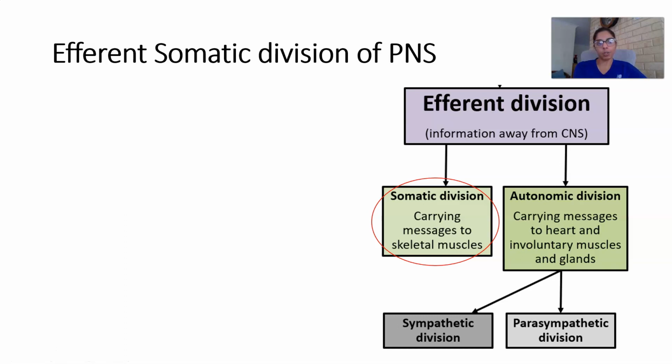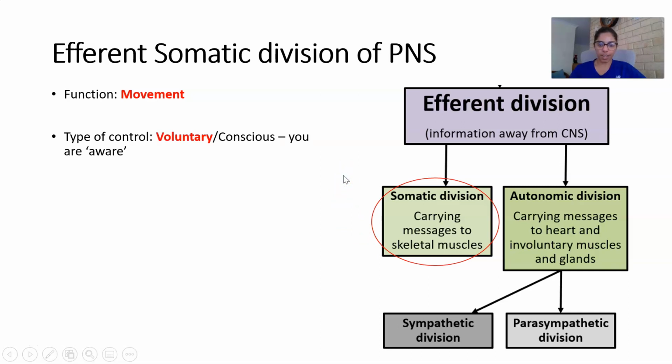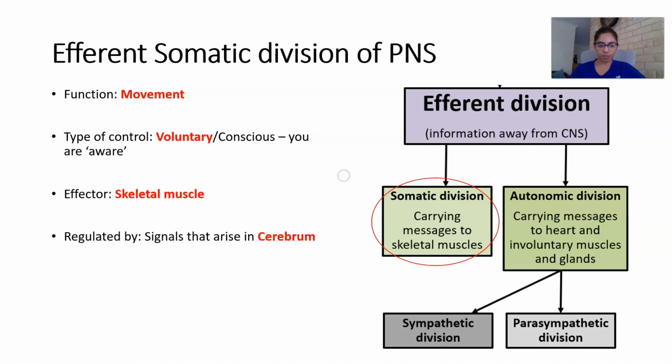Now we're going to have a little look at the efferent somatic division of the nervous system. So efferent, we know it's motor. Somatic, that means that it's conscious control. So we're only looking at this part. Now we know that it's conscious control, remember, because it's affecting skeletal muscles. So the function of this division of our nervous system is to allow us to have movement. Like I said, it's voluntary control, so we are aware of what's going on. The only effector involved is skeletal muscle.